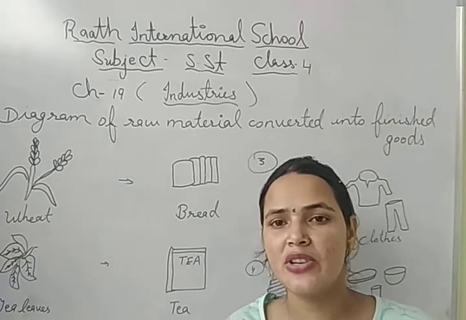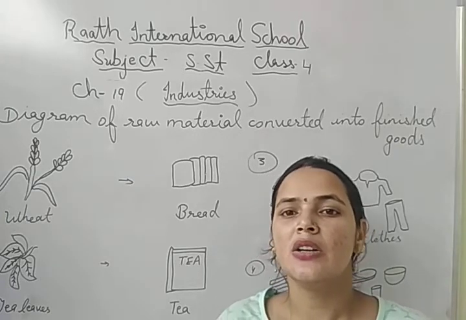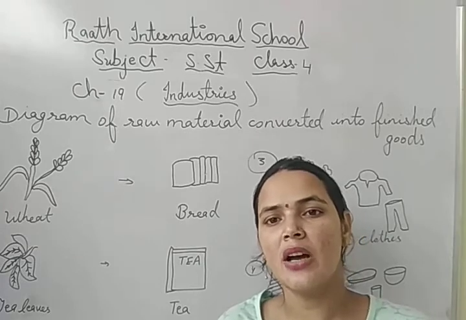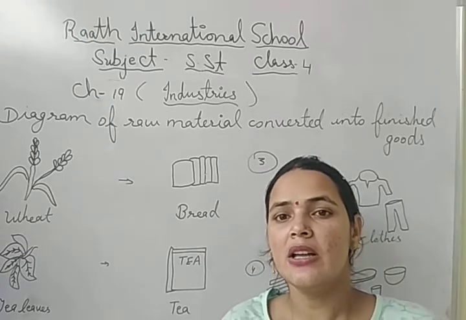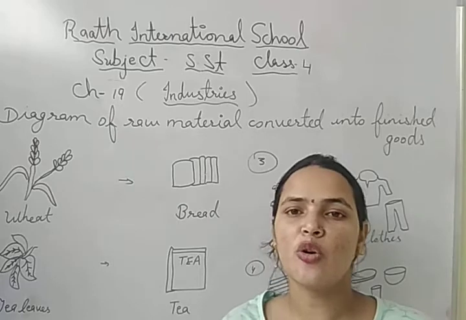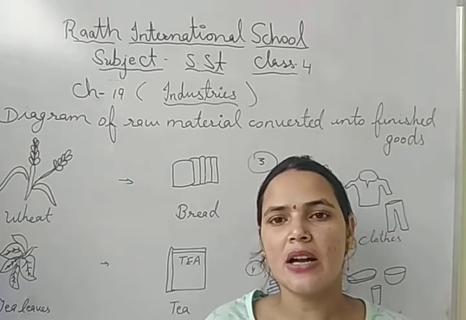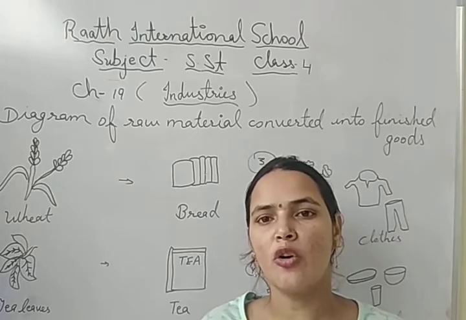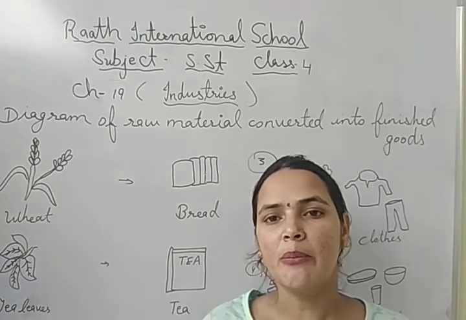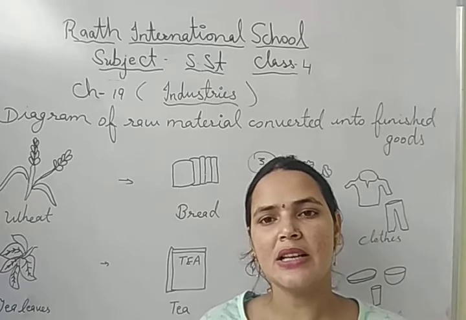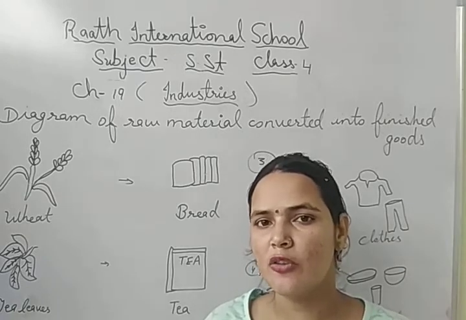We know that industries need raw materials to produce a product, an object, and industries get their raw materials from agriculture or from minerals. These are the two sources of getting raw materials, and by using the different raw materials, industries produce different kinds of objects.